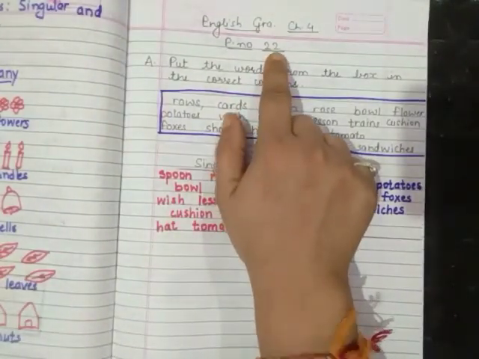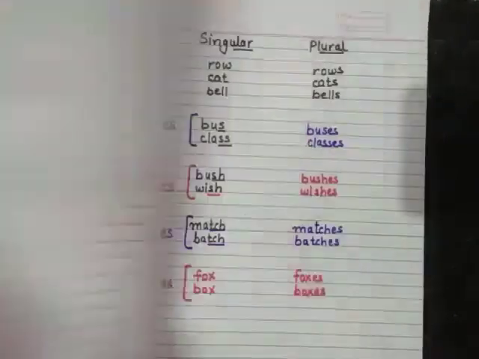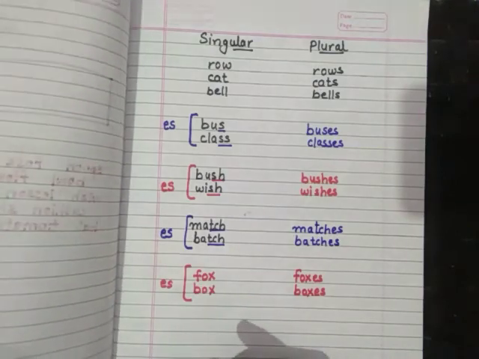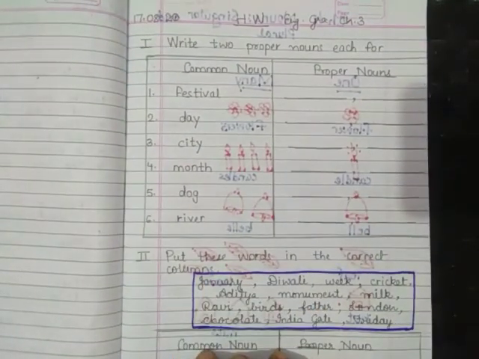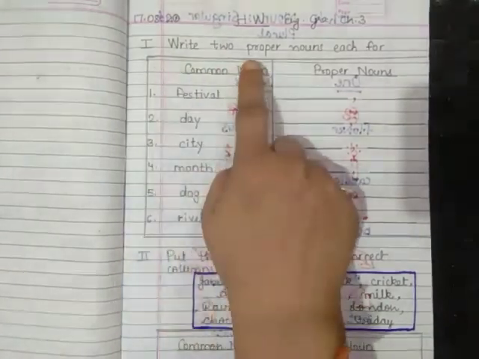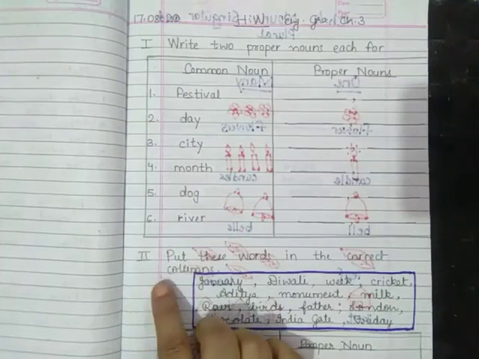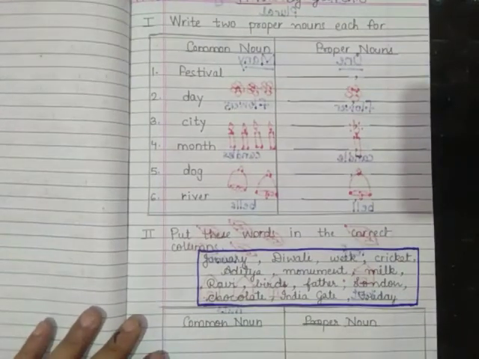So class 2, this was your class for the day, in which we did 2 exercises from page number 22. And I have made it clear what singular and plural nouns are and how we have to write them in singular as well as in plural form. And your homework is here. The two homework tasks I have given you are: write 2 proper nouns each, and the second one is put these words in the correct columns. You will get the same as a PDF, just after the class.